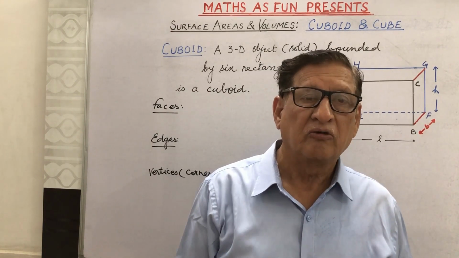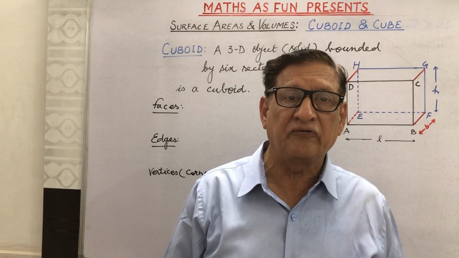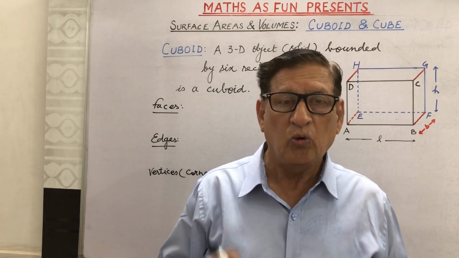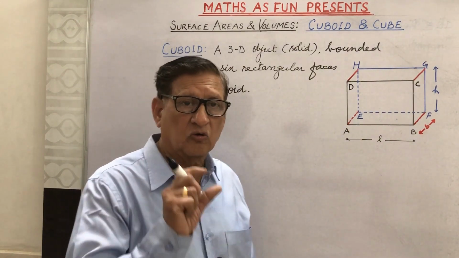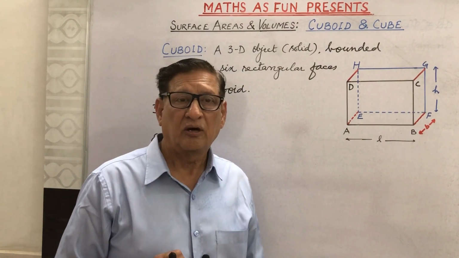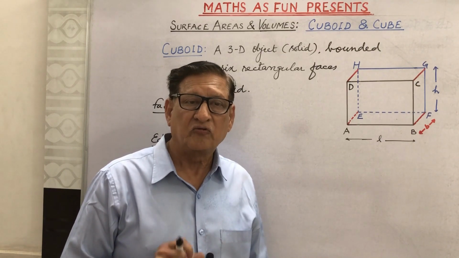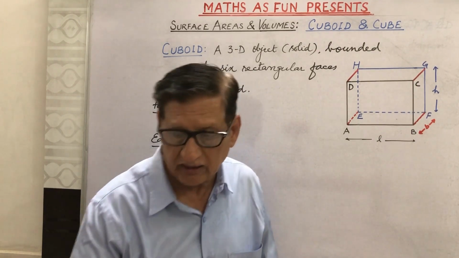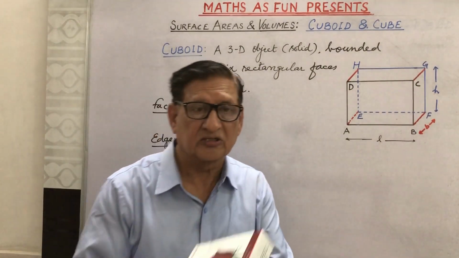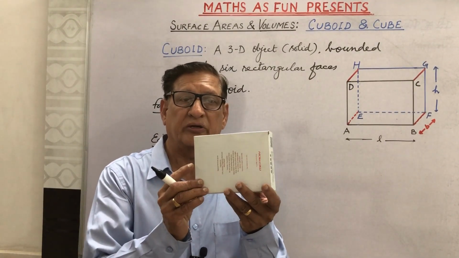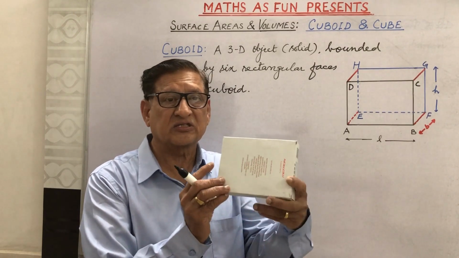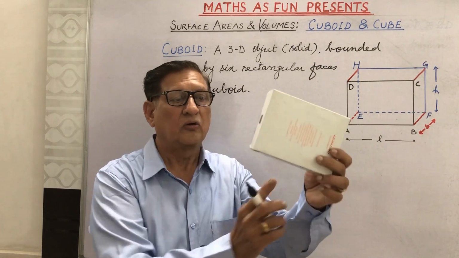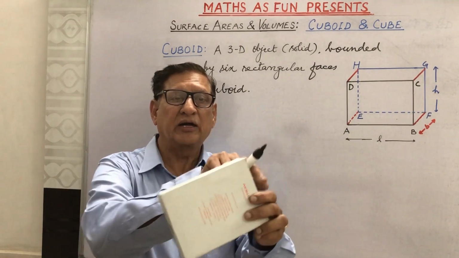In this video, we will learn about the 3D figures, that is cuboids and cubes. What is a cuboid? Actually, a cuboid is a solid or three-dimensional object which is bounded by 6 rectangular faces. Like we have, see here, this is a cuboid. Here we find 6 rectangular faces. This is 1, 2, 3, 4, 5 and 6.